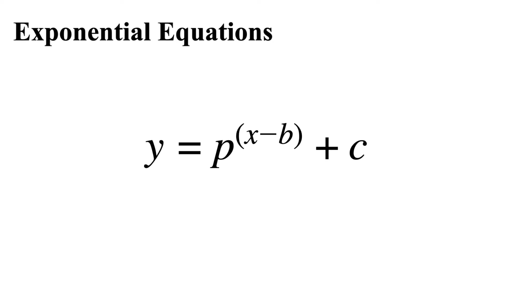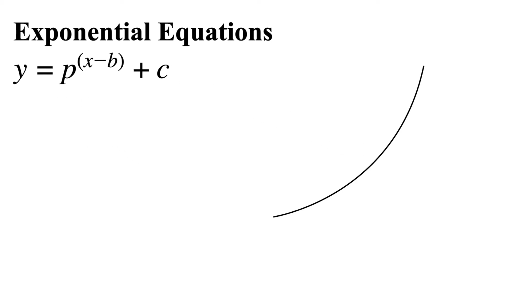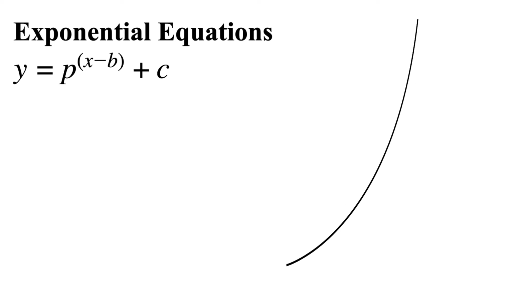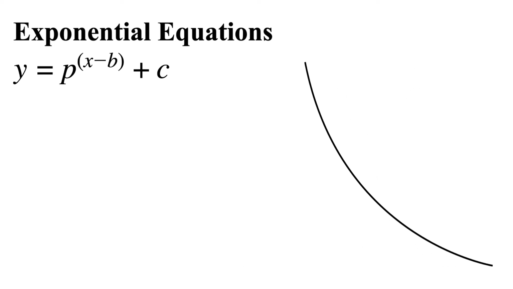The second form is y equals p to the power of x minus b plus c. The p variable determines the steepness of the exponential graph, also known as the base value. By changing p to a higher value, you're making the graph steeper, and if p is lowered, then the graph becomes less steep. However, when the base value is lower than 1, then the graph is mirrored along the y-axis.